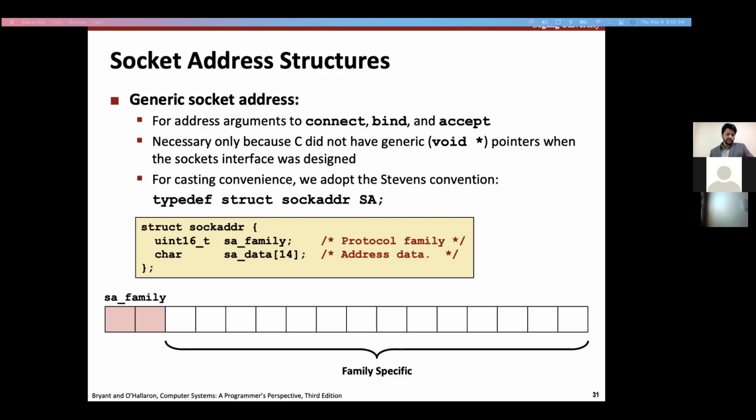The address structure has the protocol family, because we wanted to make it protocol independent. So we just defined the protocol family, and then the socket address structure data, as you can see in the figure here. The majority of it is the socket address family, and then you define the family specific details.